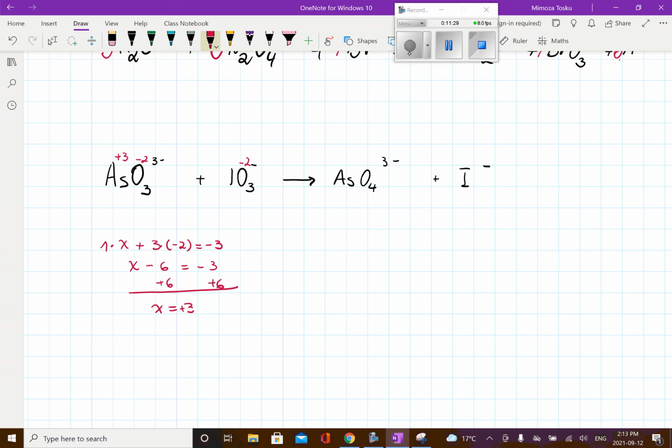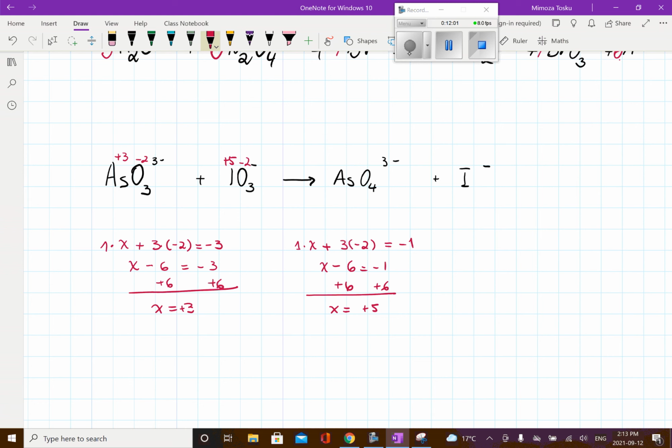And then the same thing here. Oxygen is -2. 1 times X, which we don't know for iodine, plus 3 times -2 equals -1, because the oxidation number of an ion will be the same as the charge of the ion. So X minus 6 is equal to -1, plus 6 on both sides. So X is equal to +5.